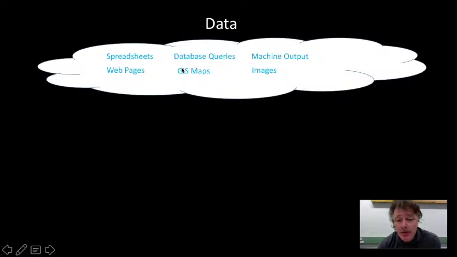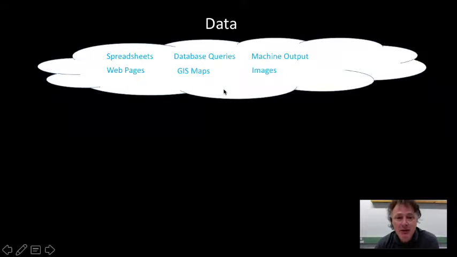Data might be spreadsheets. It might be that we need to query a database. It might be output from a machine, a scientific machine like a gene sequencer. It might be stuff sitting on web pages. It might be GIS maps, images, or other kinds of things.